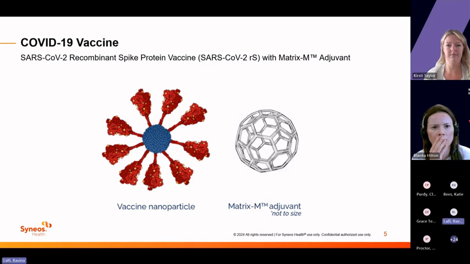So at the moment, there are only 2 COVID-19 vaccines licensed in most countries and recommended by the World Health Organization for the pediatric population, and they both use mRNA technology. So that's the Moderna COVID-19 vaccine and the Pfizer-BioNTech COVID-19 vaccine.